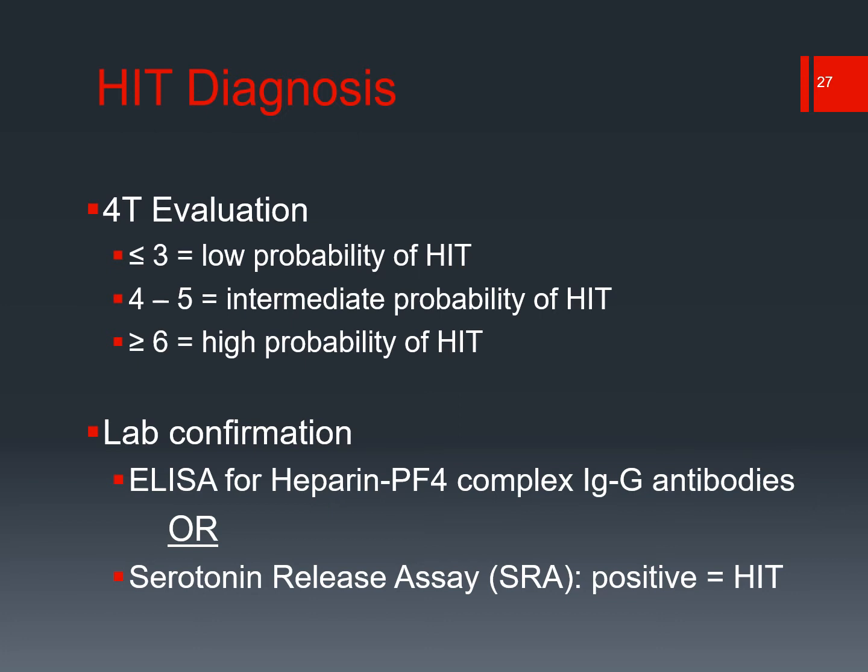It is not routinely done. However, if they want to, they can do antibody testing or they can use serotonin release assay. They do not need both to confirm. Remember, if they have high probability for HIT, they're already discontinuing the heparin product and converting them over to argatroban, our direct thrombin inhibitor.